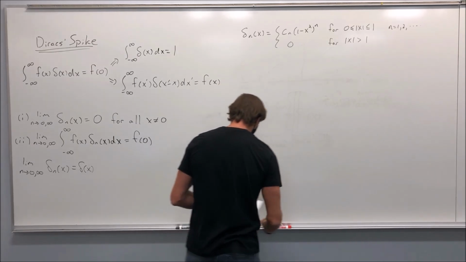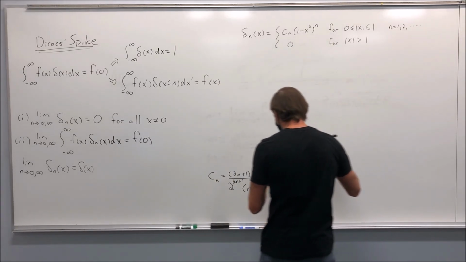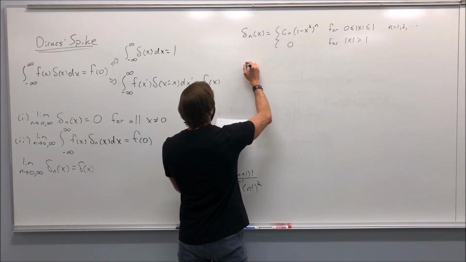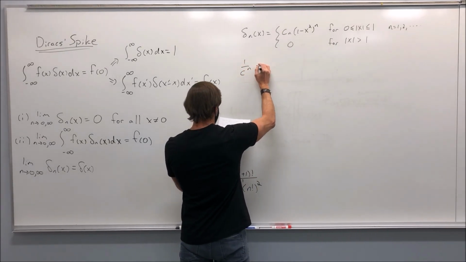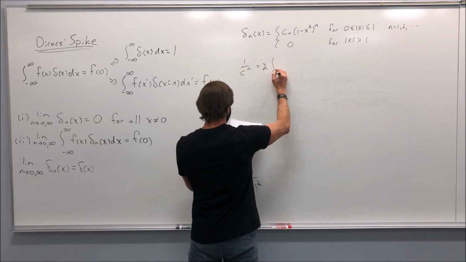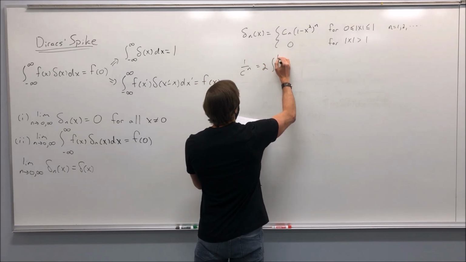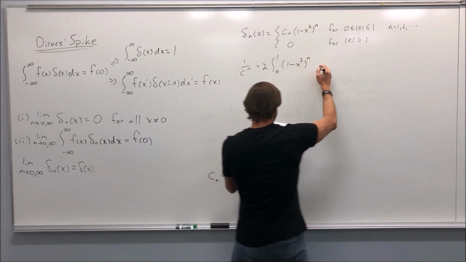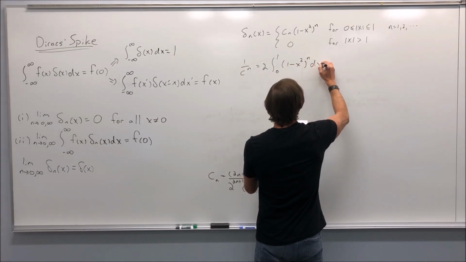Leave that reserved on the board. Okay. So if I want to know how Cn behaves as n goes to infinity, I want to go back to 1 over Cn. I can't believe I just erased this. But anyway, 1 minus x squared to the n dx.